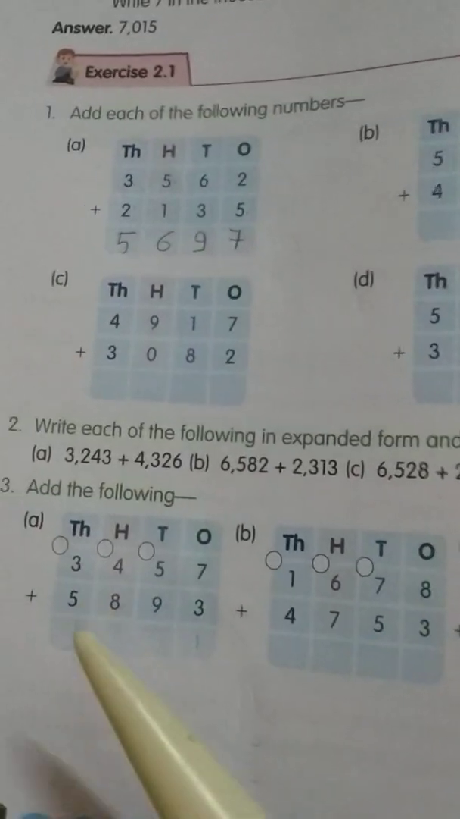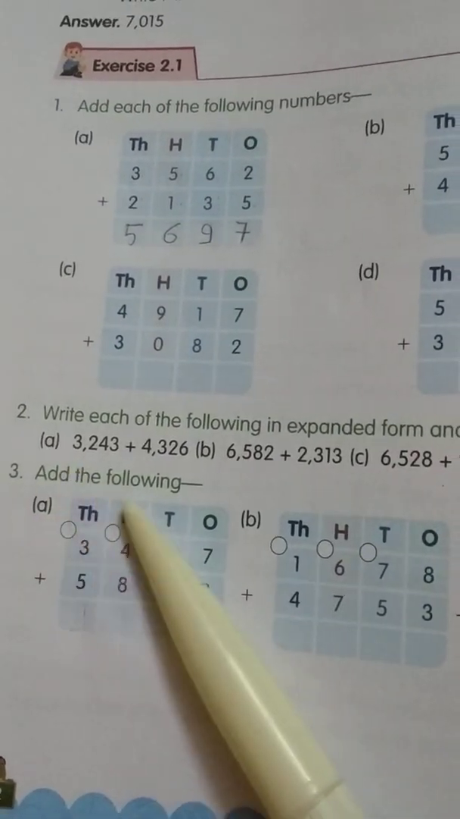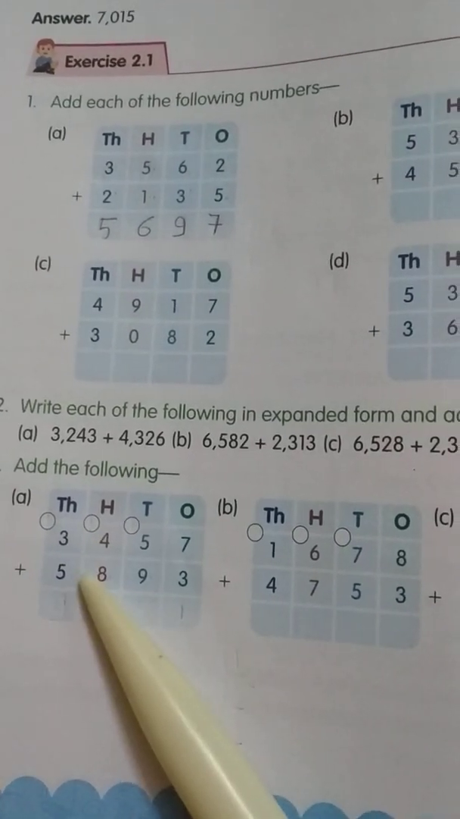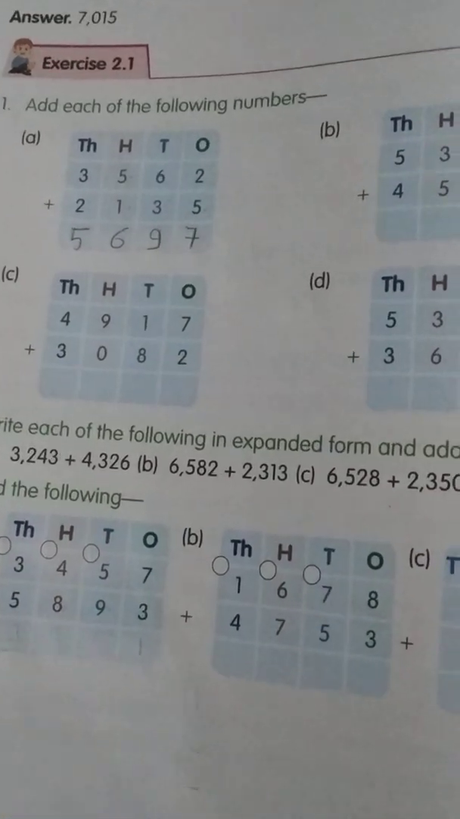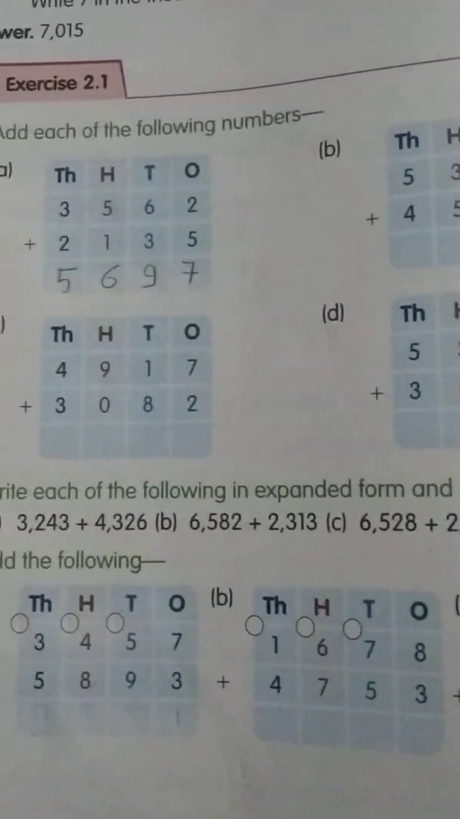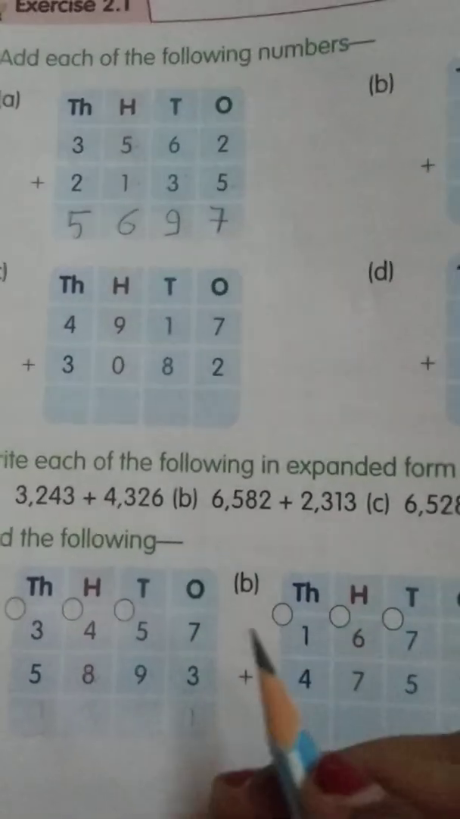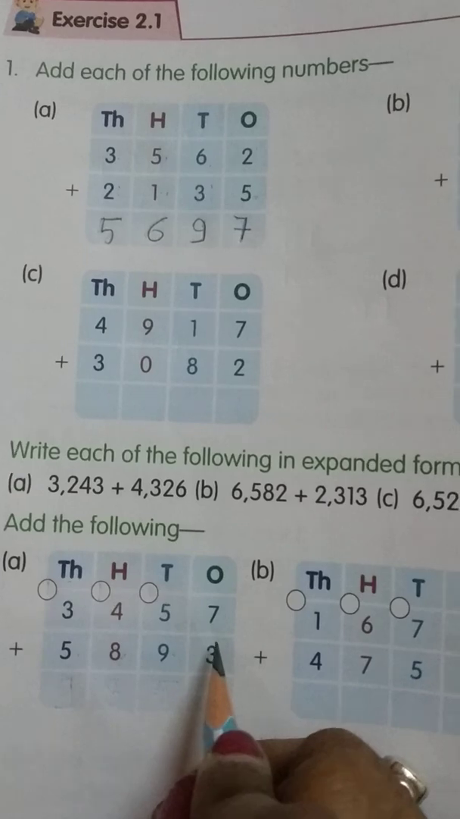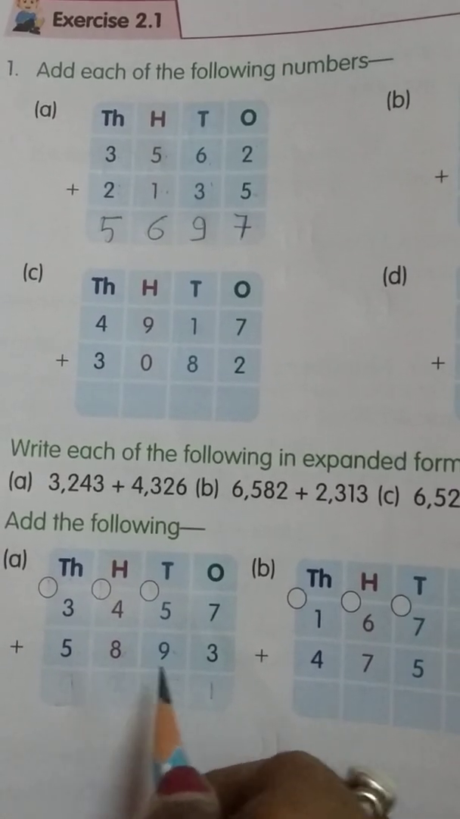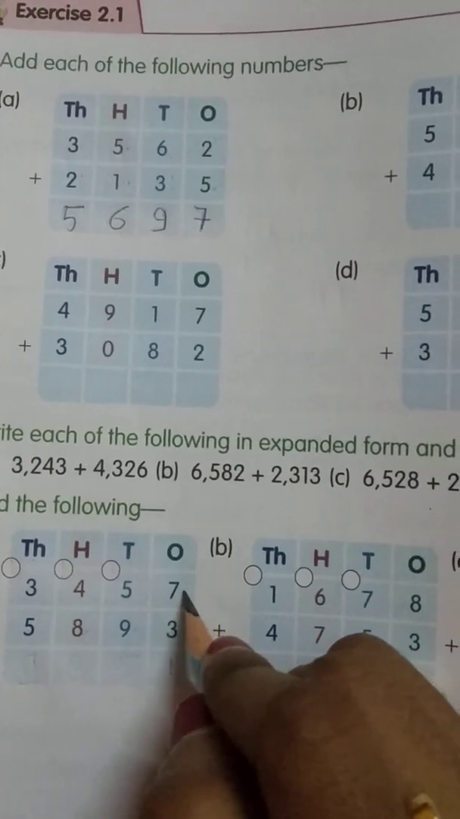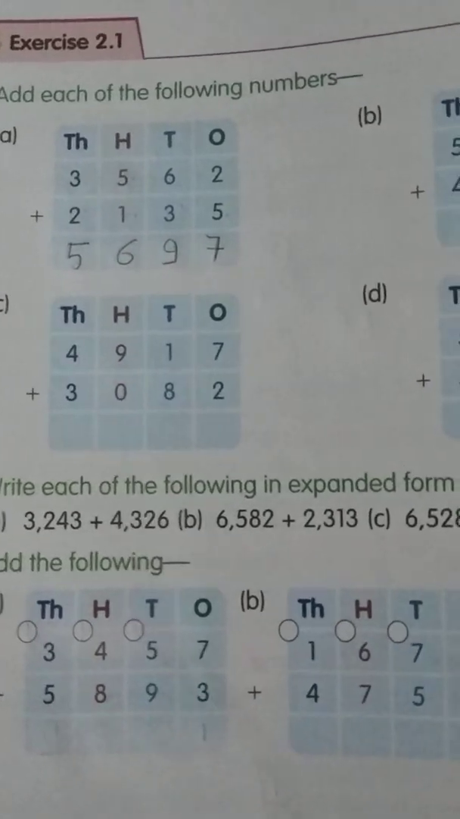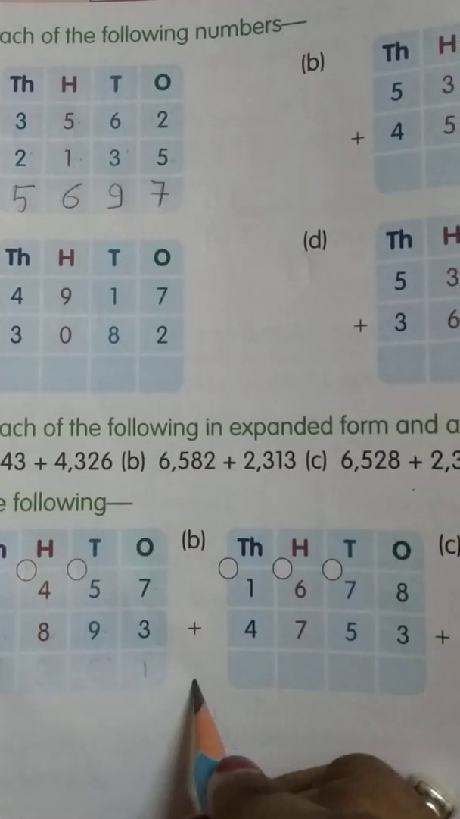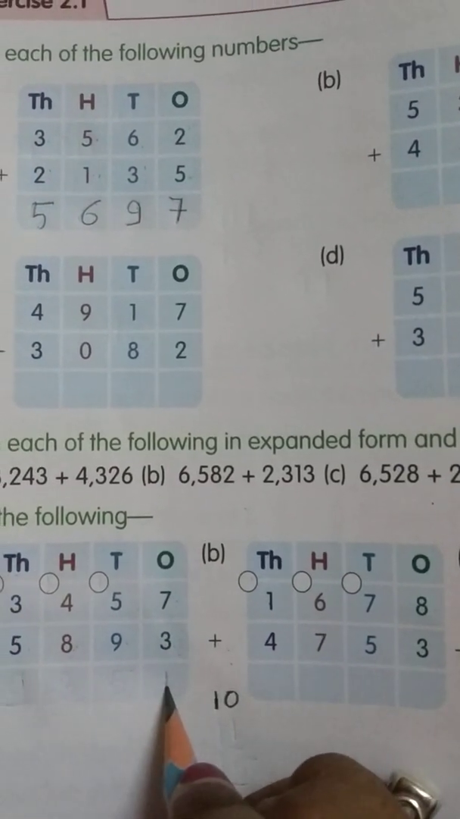Now question number 3. Add the following. Now you have to add both these numbers. Same, we have to add two numbers. So this number is 3457 and 5893. So this is 7 and 3. 7, 8, 9, 10. Our number is 10. So how can we write 10 here?